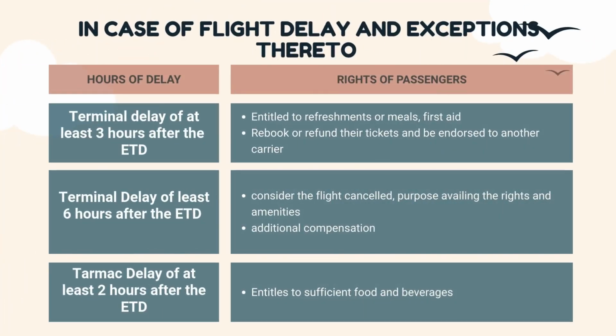In case of delay and exceptions: terminal delay of at least 3 hours after the estimated time of departure, entitled to refreshments or meals, first aid, rebooking, or refund of their tickets and to be endorsed to another carrier. Terminal delay of at least 6 hours after the estimated time of departure: consider the flight cancelled for purposes of availing the rights, amenities, and additional compensation. Tarmac delay of at least 2 hours after the estimated time of departure: the passenger is entitled to sufficient food and beverage.